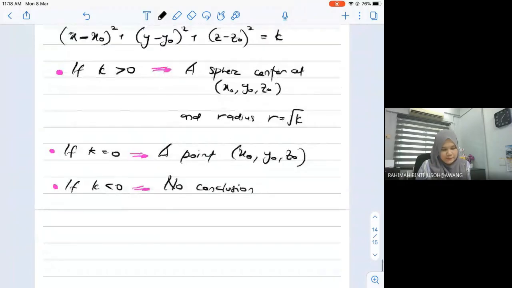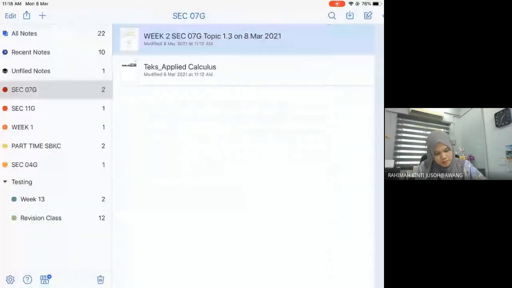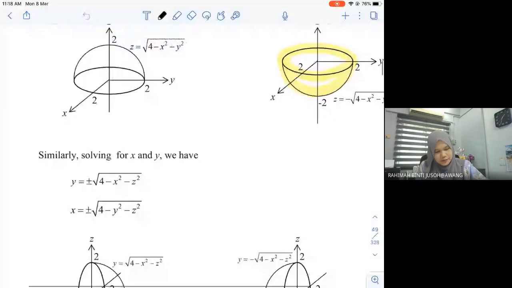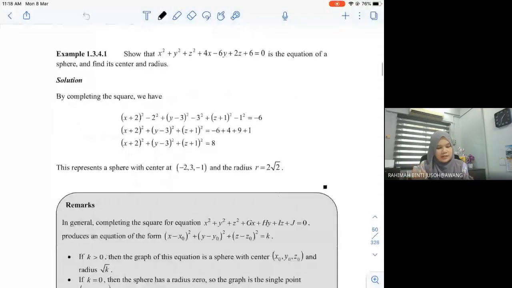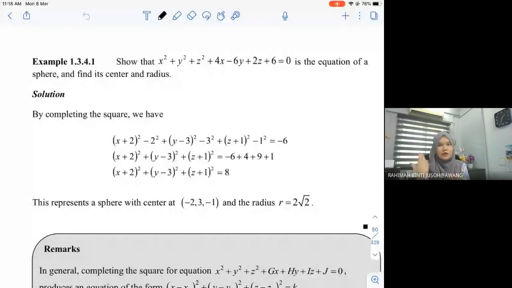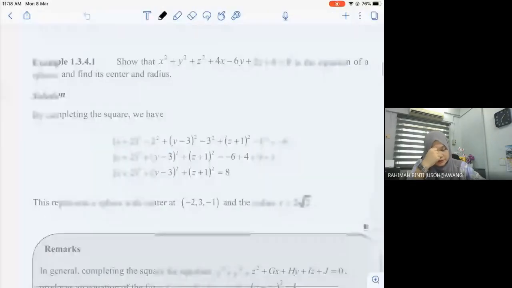Okay, so that's it. Alright, so now if we look at the module, soalan dia biasanya dia suruh show an equation of a sphere and then find center, radius ataupun give a conclusion. Maksudnya kalau dia suruh give a conclusion tu, dia nak tahulah you dapat k tu positif ke negatif. Macam tu. Contoh saya bagi show that sphere and find.